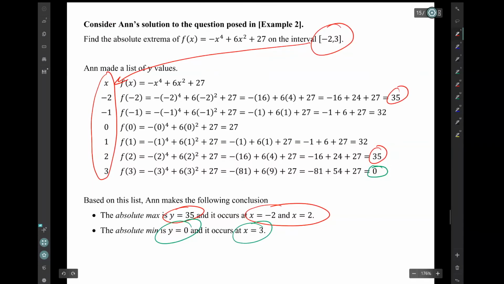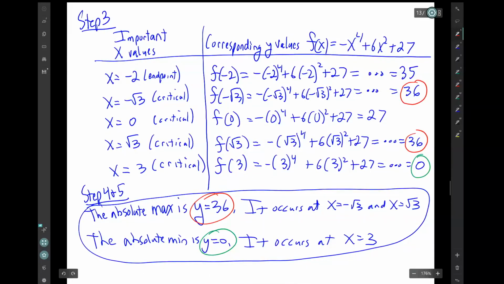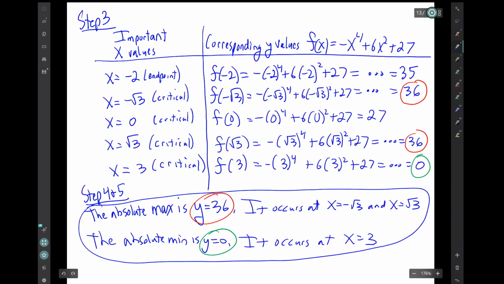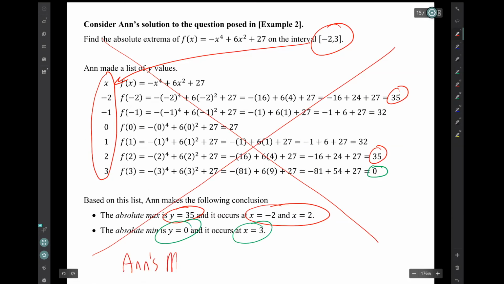So to find absolute extrema, you have to find the critical numbers of the function. You have to make a list of important x values that includes the critical numbers. Oops, I've got a mistake here. This should say endpoint. So again, Anne's method is an invalid method, so we should actually cross it out. Let's go on.